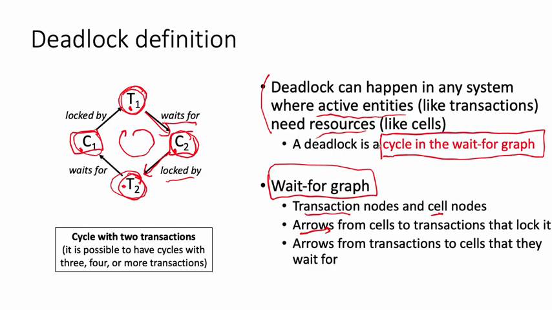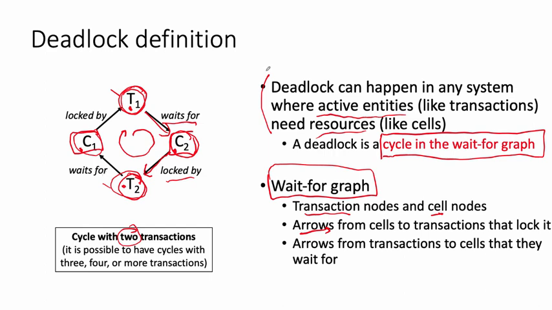So here I have a cycle with two transactions, T1 and T2, but in real life I can have cycles with 3, 4, 5 transactions. I can have T1 waiting for T2, T2 waiting for T3, T3 waiting for T1. So I can have a cycle with 2, 3, 4, any number. Above 1, of course. So 2 is kind of the smallest one. So this is how we define a deadlock.